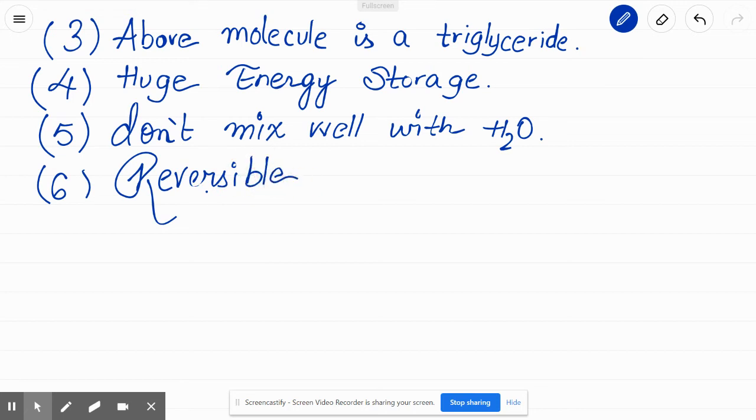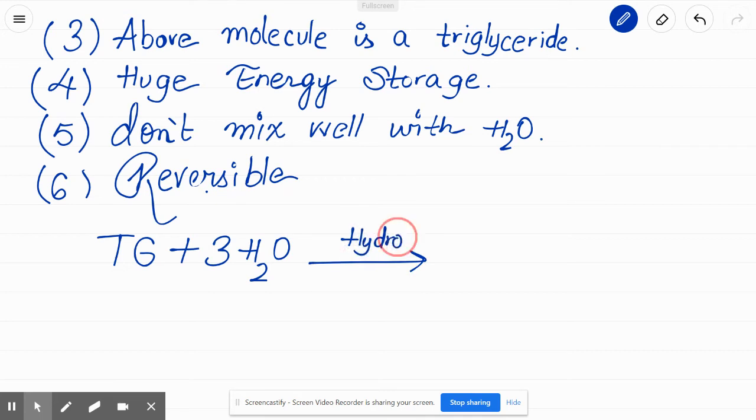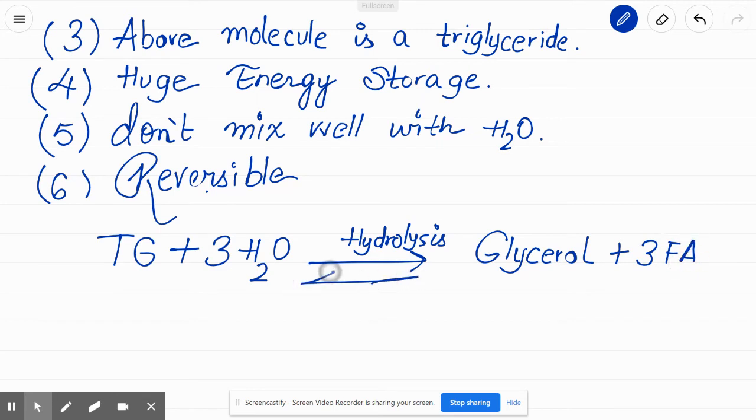So what do I basically mean by that is that if I have a triglyceride and 3 water molecules, they will undergo hydrolysis to actually give back glycerol and 3 fatty acids. So that is what it means by the reversible reaction. All right, that was all about triglycerides.